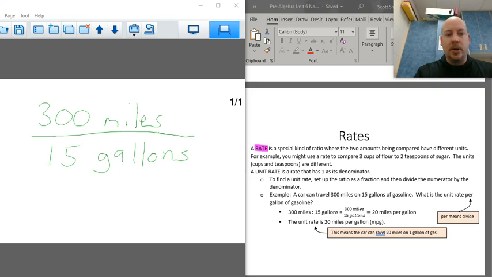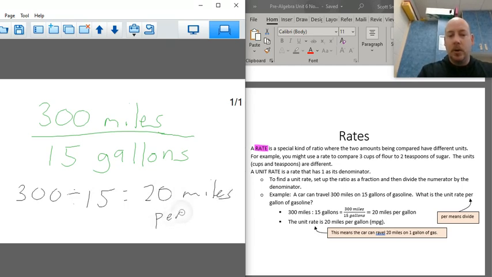So if you're not quite sure, do I do 300 divided by 15? Do I do 15 divided by 300? Think about the unit rate that you're trying to find here. In this case, you're trying to find miles per gallon. So we want to take miles divided by gallons, right? On my problem here, I do 300 divided by 15, and that would give me 20. And again, we want to have a label so we know what our measuring unit is, what we're talking about here. So 20 miles per gallon.